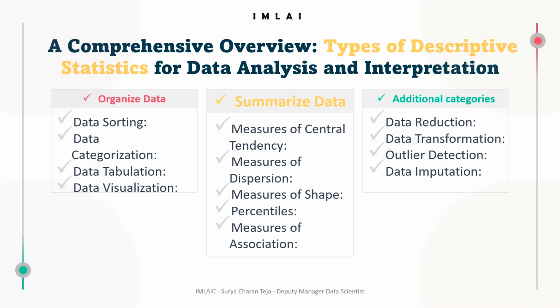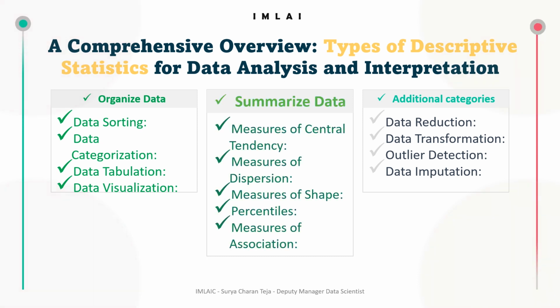If you see the overall comprehensive overview of descriptive statistics, in descriptive statistics itself, where are we? Descriptive statistics were grouped into three categories: organized data, summarized data, and additional category. Most of the techniques I have covered in these three sections. So we are done with organizing data. In this we have seen data sorting, data categorization, data tabulation, and data visualization.